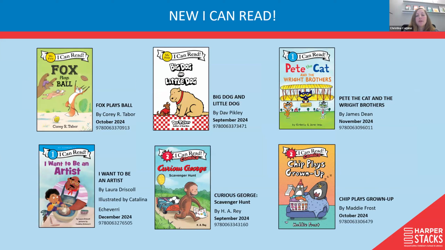The Geisel winning series by Corey R. Tabor continues with the new Fox title, Fox Plays Ball. This time he's playing ball with a mismatched group of animals, including an elephant and a snail.